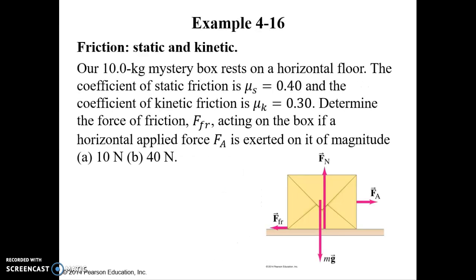Let's go ahead and do our first example. Our 10-kilogram mystery box rests on a horizontal table. The coefficient of static friction is μs, which equals 0.4, and the coefficient of kinetic friction is μk, which equals 0.3. Determine the force of friction, F sub Fr, acting on the box if the horizontal applied force, Fa, is exerted on it of a magnitude of part A, 10 newtons, and then part B, 40 newtons.